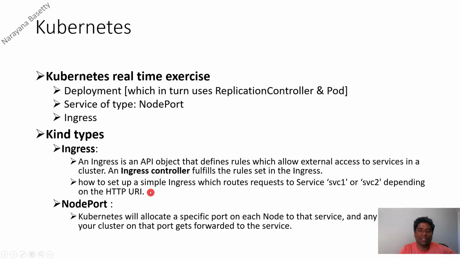So for example, in this exercise, let us try to set up an HTTP prefix based routing. The prefix on the request could come like SVC1, SVC2 in this particular exercise. So I'm going to redirect to the respective service. And NodePort, which we have seen in part 3, still I'm going to explain here. Kubernetes will allocate a specific port on each node to that service, and any request to your cluster on that port gets forwarded to its backend service, whichever is running. Okay, that's how it is mapping.